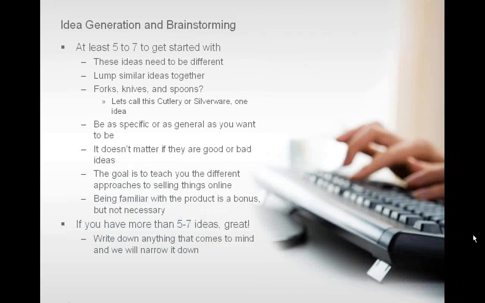Idea generation and brainstorming. We need you to put together at least 5 to 7 different ideas to get started with. Now, we would like these ideas to be different ideas. We want to cover as many different concepts as possible, so if you have ideas that are similar, just lump them together. For example, forks, knives, and spoons, let's not call that 3 separate ideas. Let's call that cutlery or silverware and make that one idea. But don't worry about it too much. Be as specific or as general as you want.